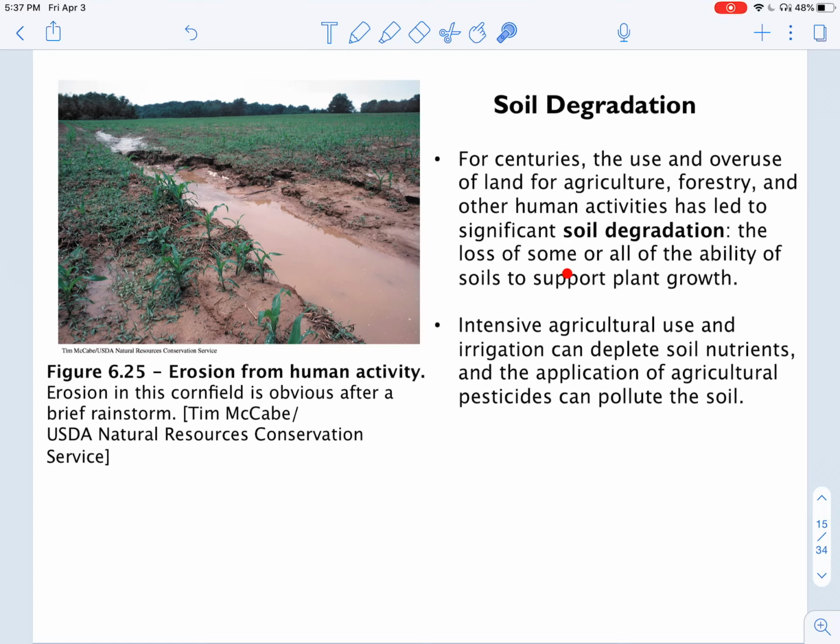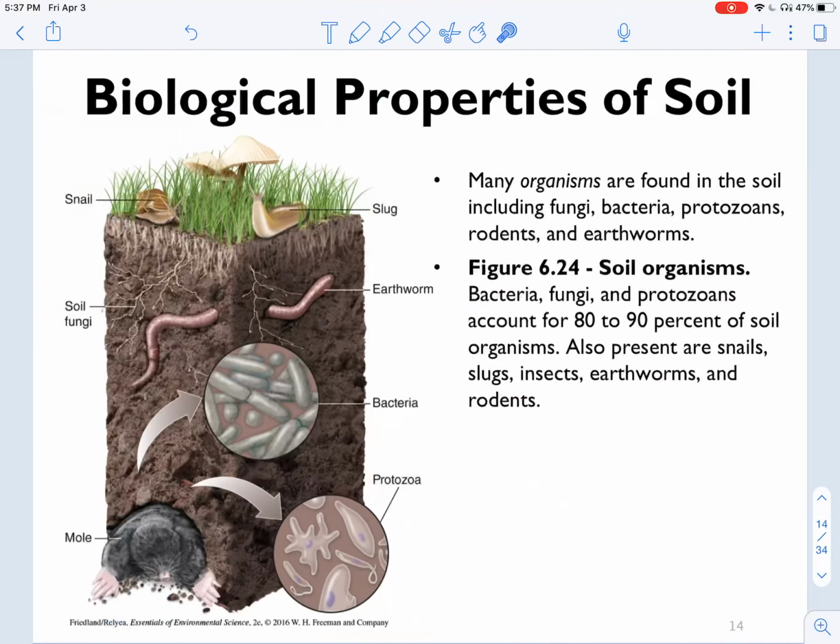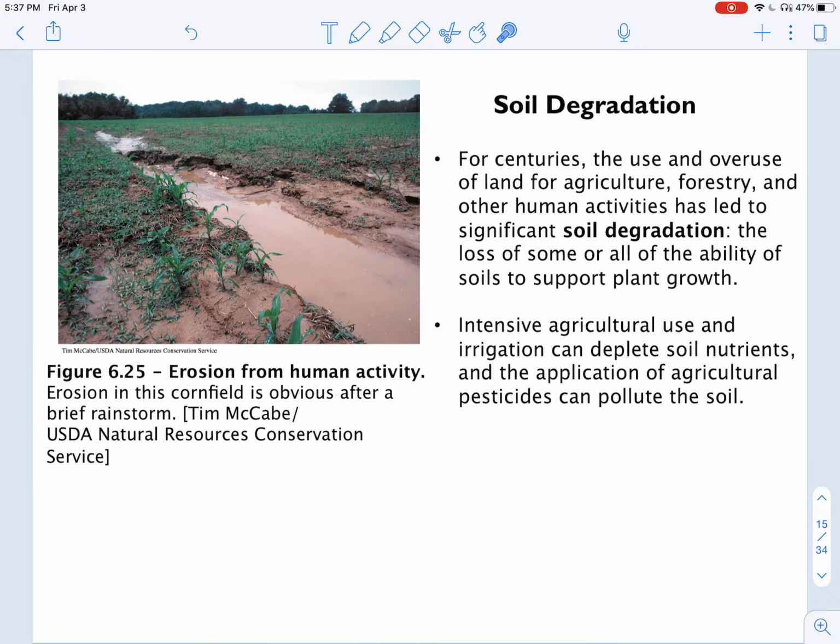So that's the loss of some or all of the ability of soils to support plant growth. You can mess up the composition, so you don't get as much retention and the correct drainage anymore. You can also deplete it of its nutrients, by overusing it, over-irrigating, or also the application of pesticides. They can pollute the soil, and now it's not a situation where all that teeming life and those organisms can actually live anymore. So the point of this is soil is very important, and we need to use it wisely.